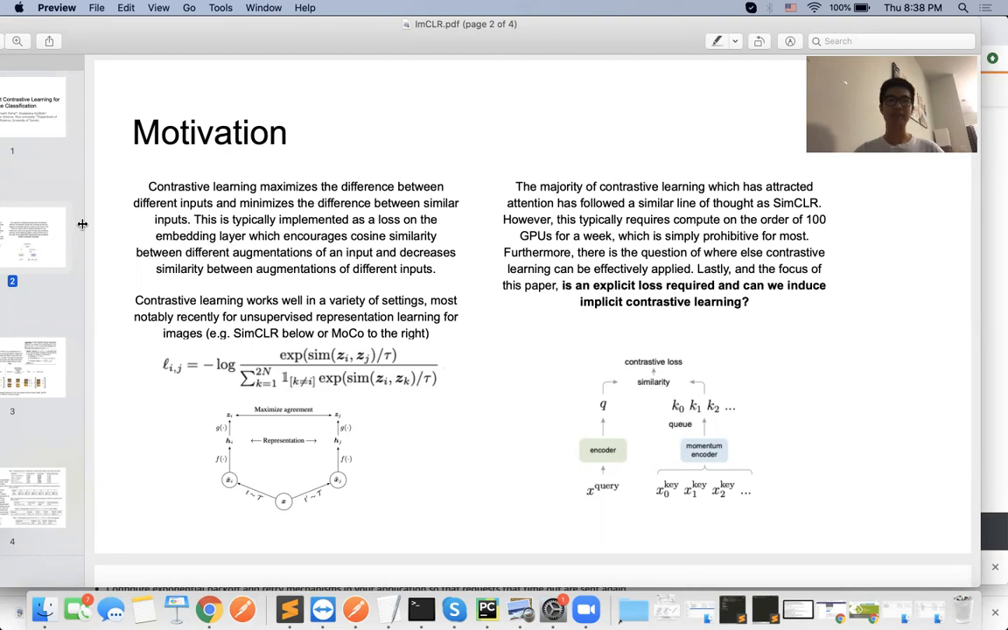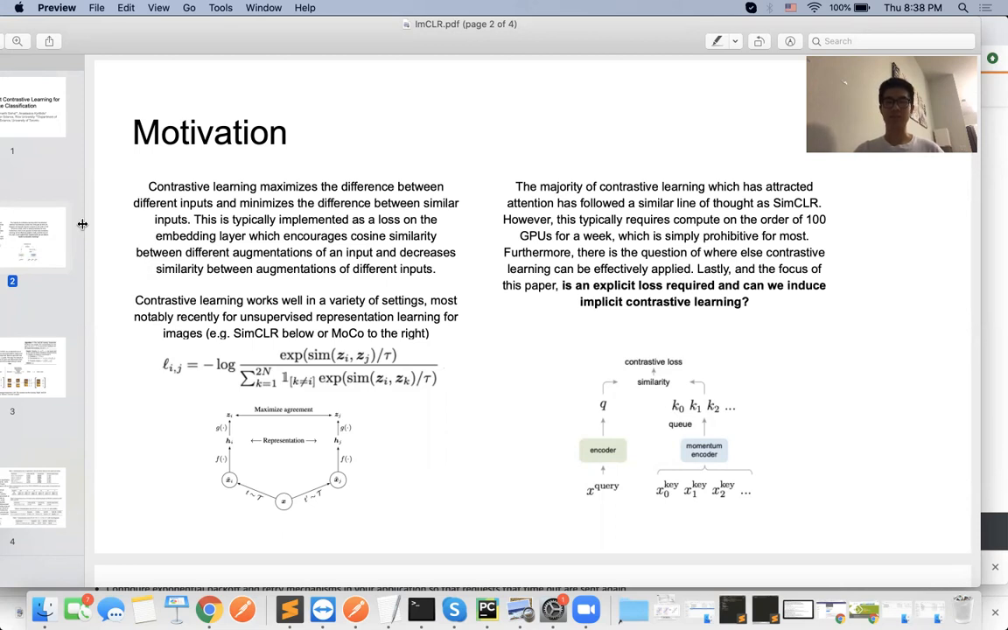So this is typically implemented as a loss on the embedding layer, which encourages the cosine similarity between different augmentations of an input and decreases similarity between augmentations of different inputs. So for example, here I present the loss that is used in the ImCLR framework, and on the right here is MoCo.